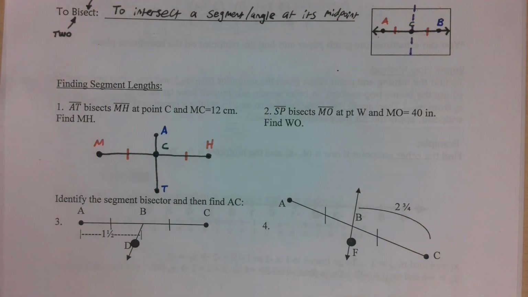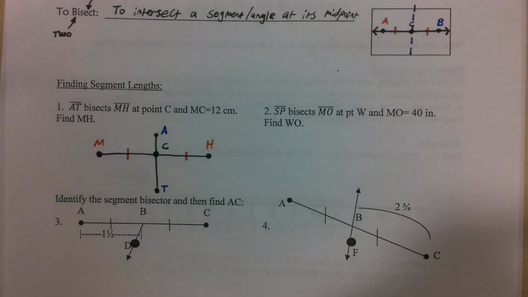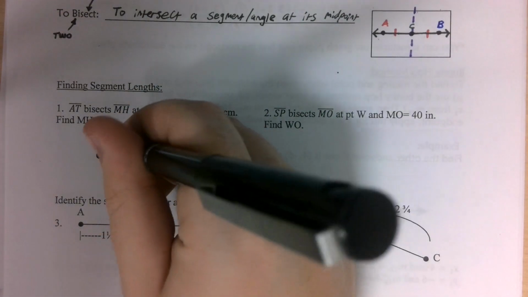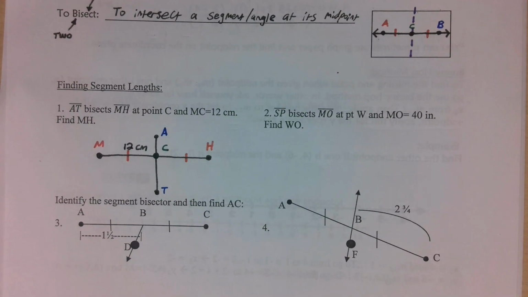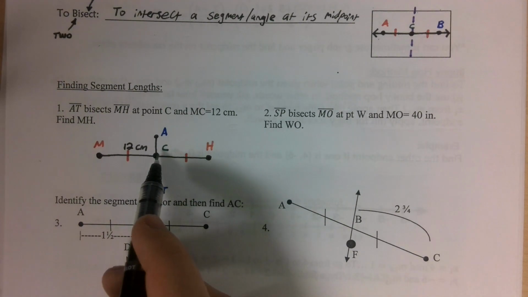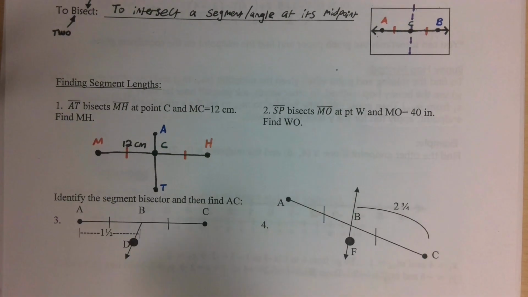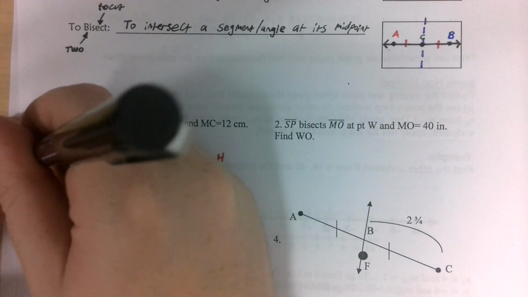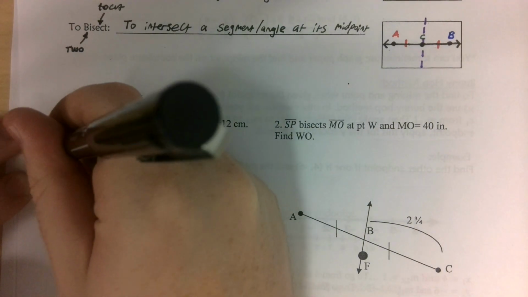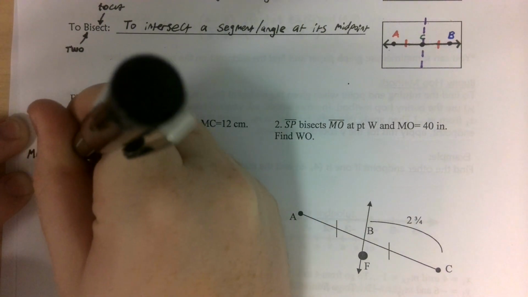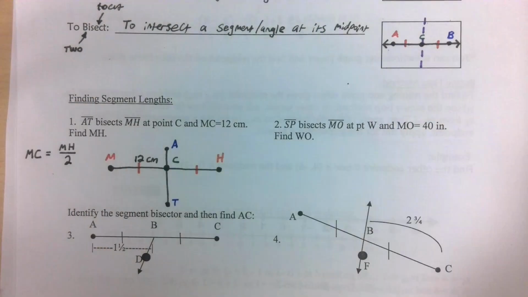Now for the easy part, which is the math. We are told that MC is 12 centimeters. So this half of the line is 12 centimeters. But we're expected to find the length of MH, the entire thing. Well, MC is supposed to be half of MH. We could say that MC equals MH divided by 2, right?